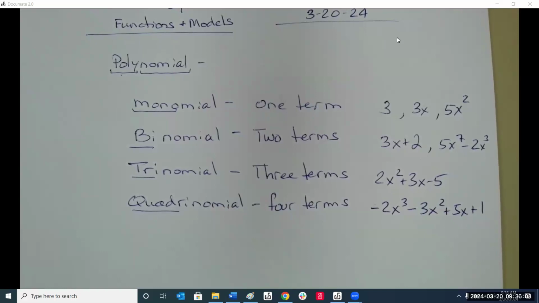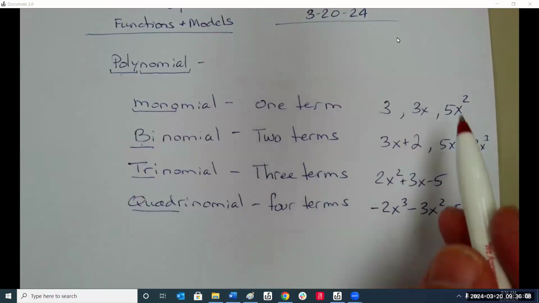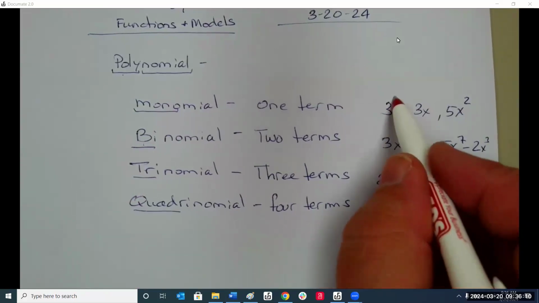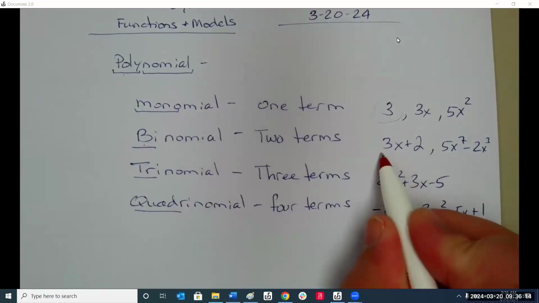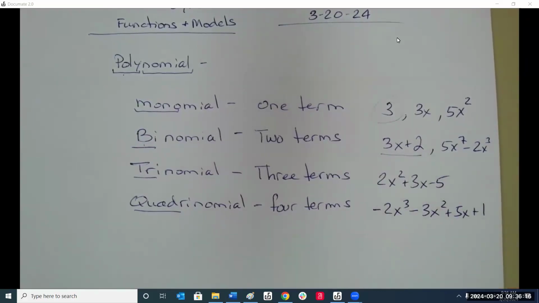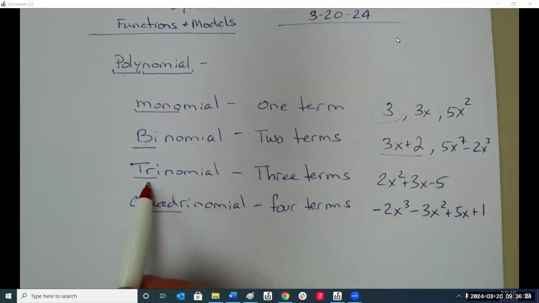So if we look at these at the basic lowest form, monomials are typically just one term, or typically they're just like constants. Binomials are linear equations, because linear equations have the form y equals mx plus b. Trinomials are quadratic.